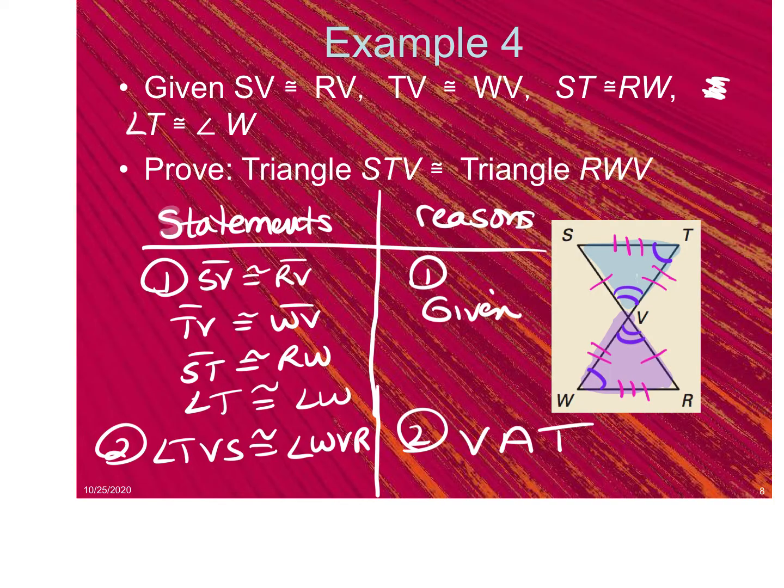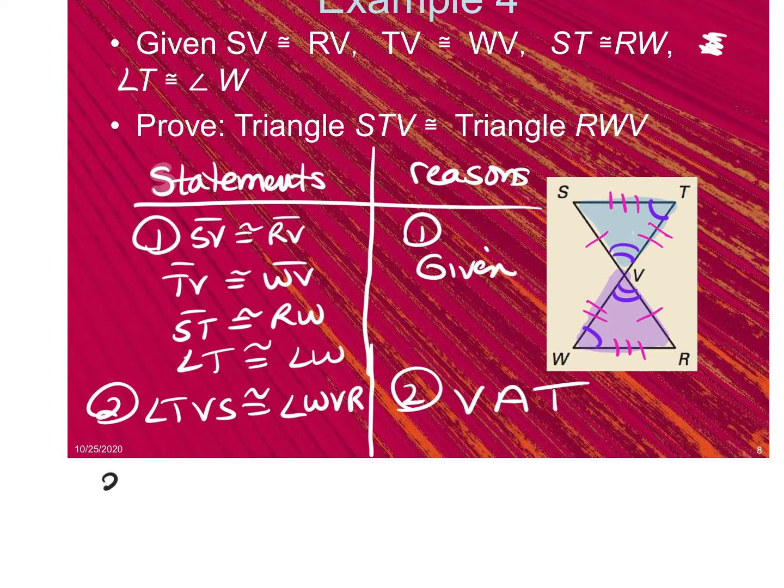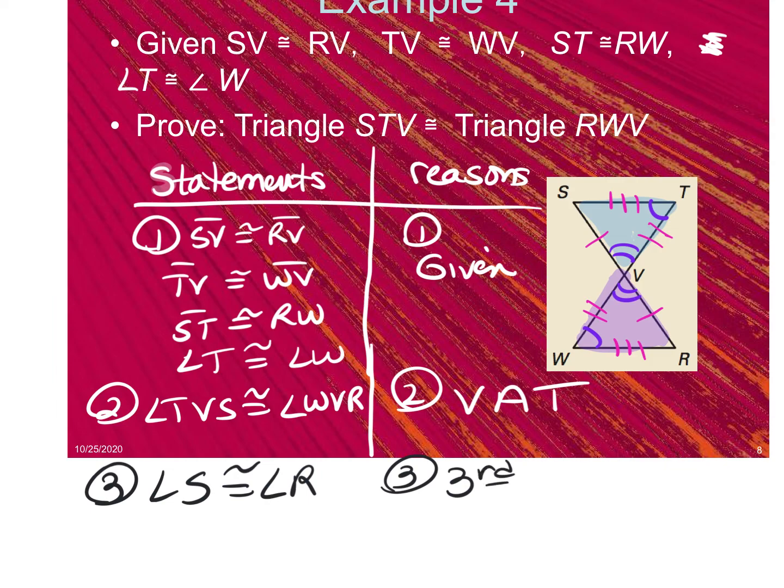And now I just taught you a new theorem, which was called the third angles theorem. So if you already have 2 congruent angle pairs between your 2 triangles, then automatically that last third angle pair will also be congruent. So my last statement will be that angle S is congruent to angle R, and my reason is that third angles theorem.